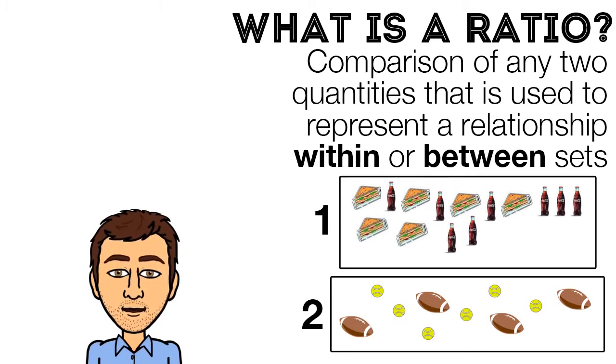So the question is this: what is a ratio? The technical definition is this: it's a comparison. We're going to make comparisons of any two quantities that is used to represent a relationship within or between sets. In the illustration below, in set 1 we have some sandwiches and bottles, and in set 2 we have footballs and tennis balls. We can compare the quantities within one of these sets or between both of these sets, and so we can make some different statements about that.